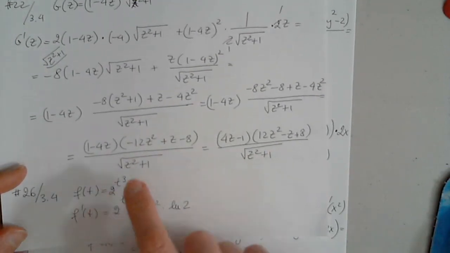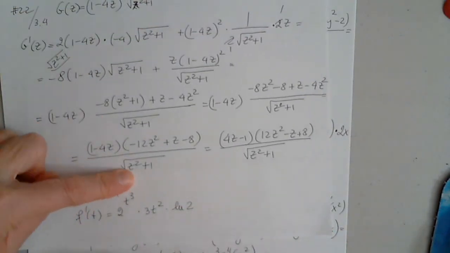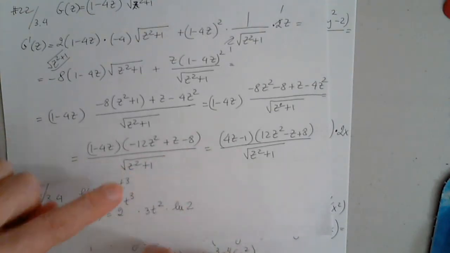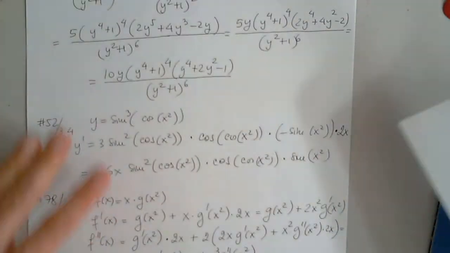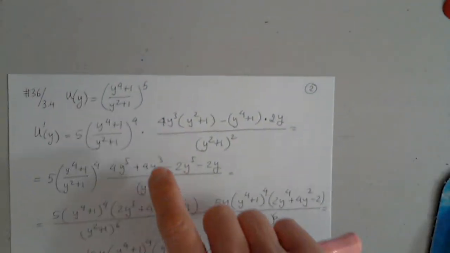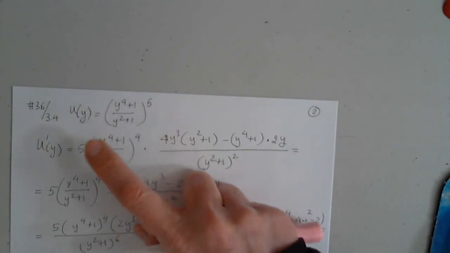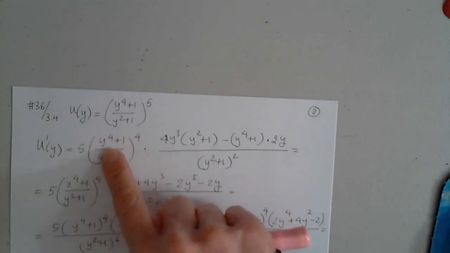Differentiating 2, not e, any number to a function, the answer is 2 to that function, times the function prime, times natural log 2. Then we were asked to differentiate a quotient raised to the 5th power. So then 5, the quotient to the 4th, and now times the inner function prime.